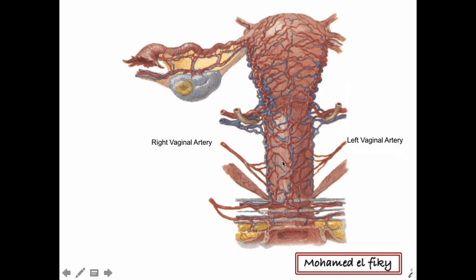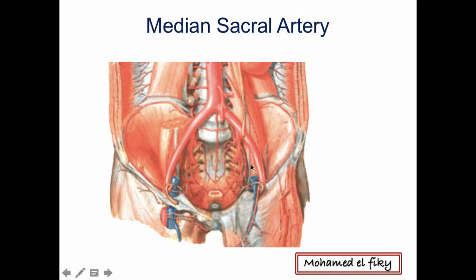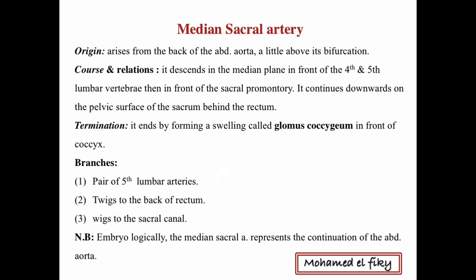This is the blood supply of the vagina. Also, the median sacral artery supplies the pelvis. The median sacral artery arises from the back of the abdominal aorta. This is some details of the median sacral artery, and this is a branch of it, a pair of lumbar arteries to the back of the sacrum, and so on. The medical student must know the median sacral artery arises from the back of the abdominal aorta in front of the fourth and fifth lumbar vertebrae. Thank you for all.